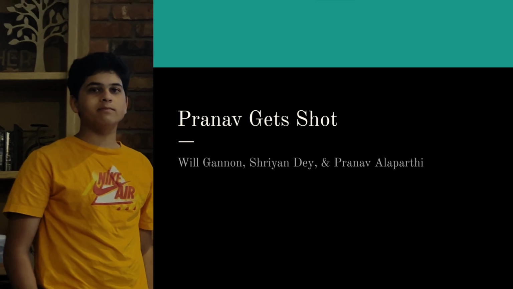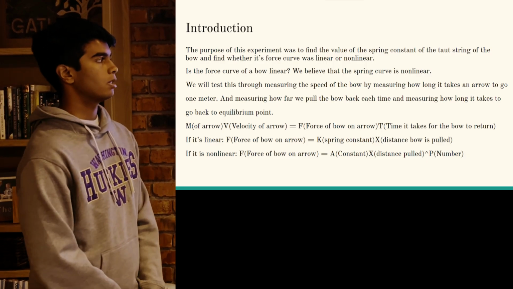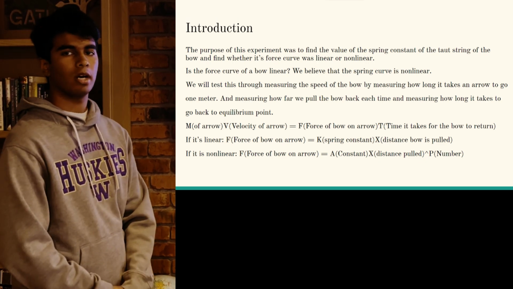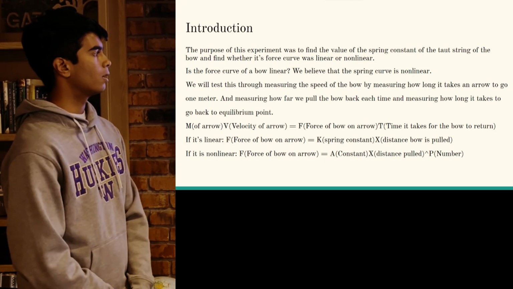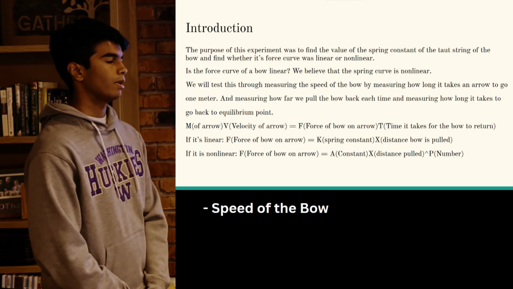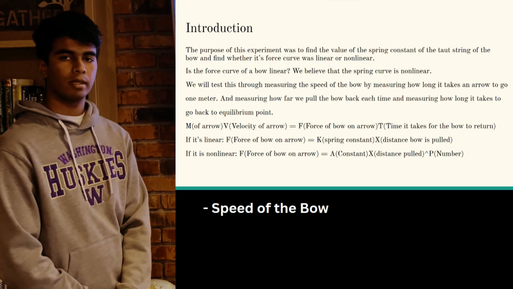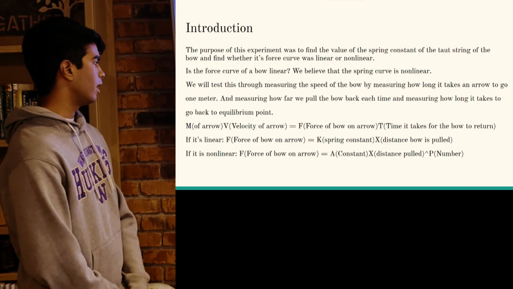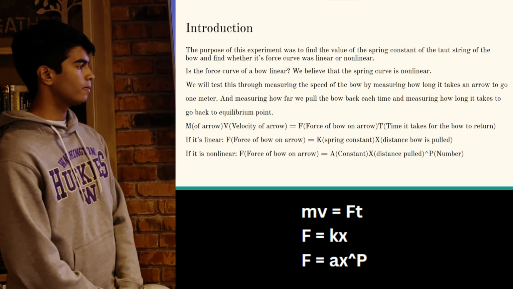Pranav gets shot. Introduction. The purpose of our experiment was to find whether the spring constant of a string of a bow was linear or nonlinear, and if it was linear, what the spring constant actually is. So going into the experiment, we believed that the spring curve was nonlinear, and we wanted to test the speed of the bow by measuring how long it takes the arrow to go 1 meter. We also wanted to see how far we pulled back the bow to find the distance, and how long it takes to return back to the equilibrium point. And here are some of the equations we thought we were going to use to find all these values.